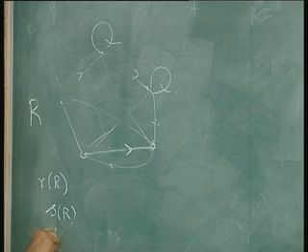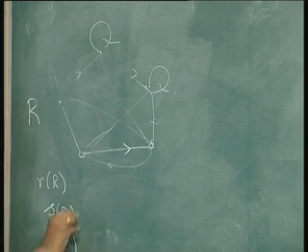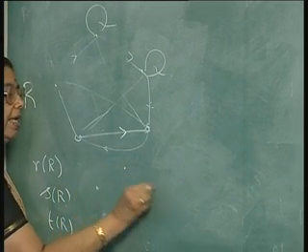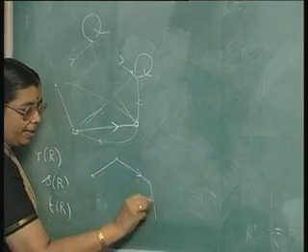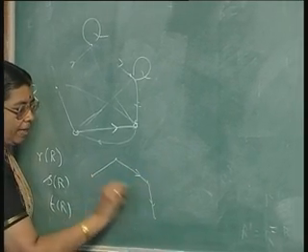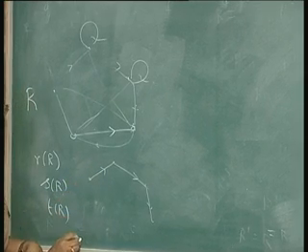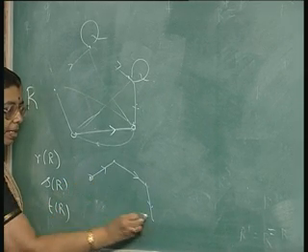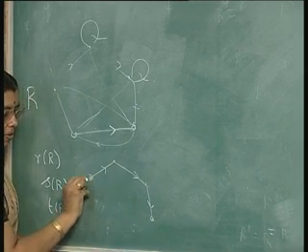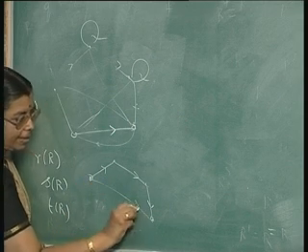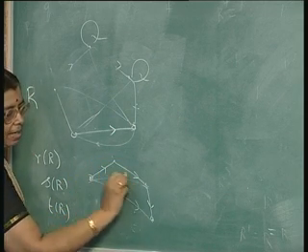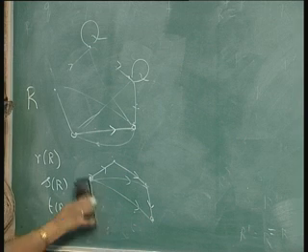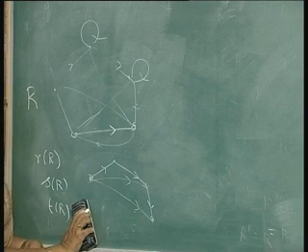Now, what about the transitive closure? The transitive closure is, if there is a path between two nodes, a directed path between two nodes, you must also add this arc. If there is a path here, you must add this arc. So, try to add the minimum number of such arcs so that you get the transitive closure.